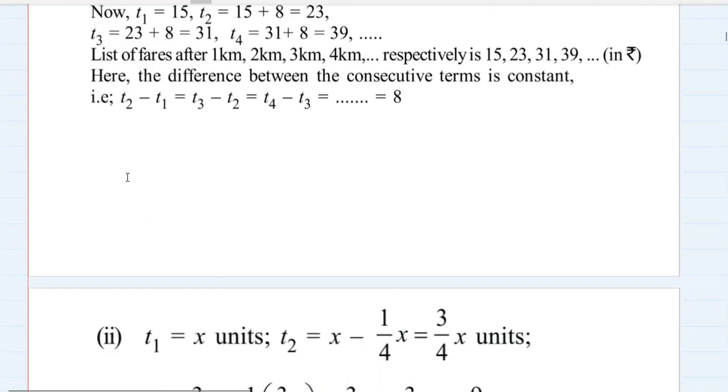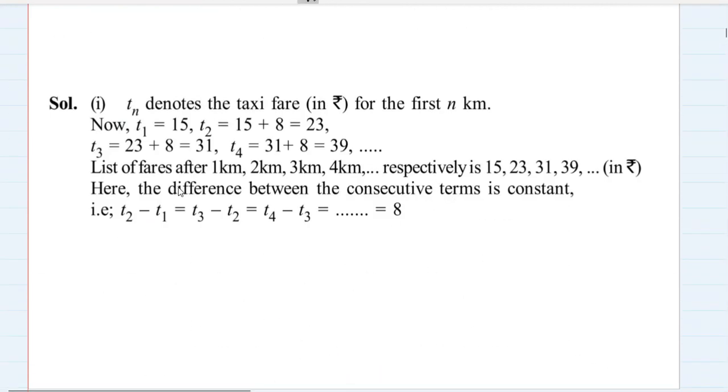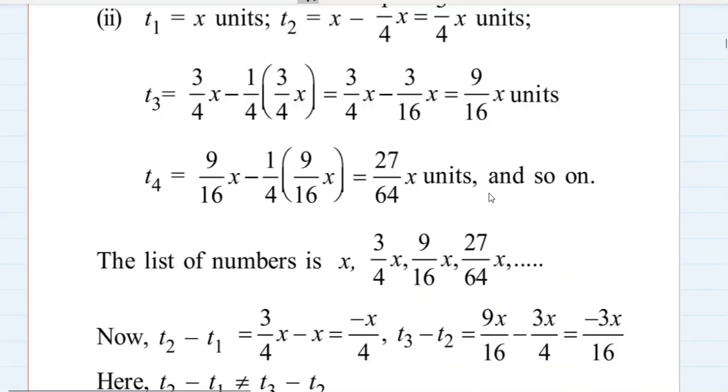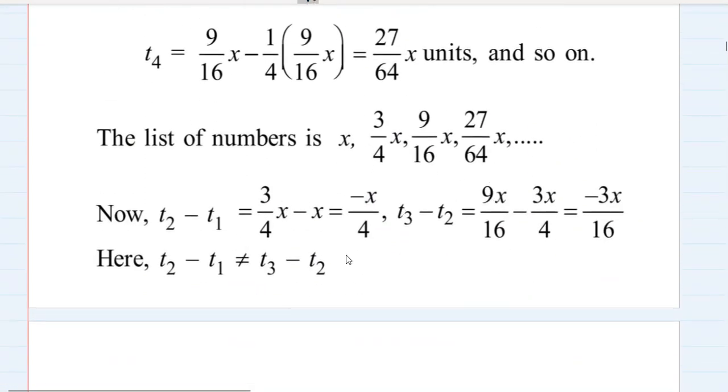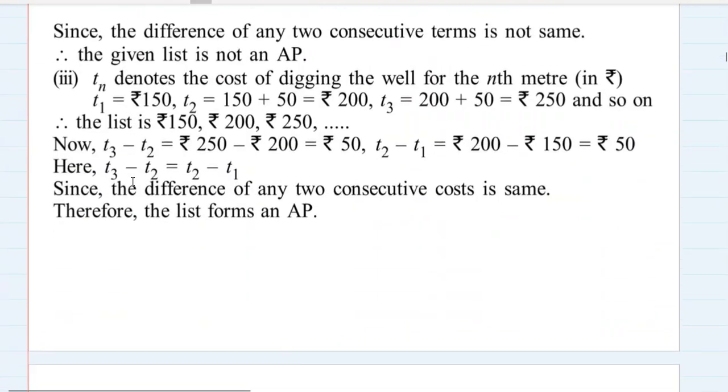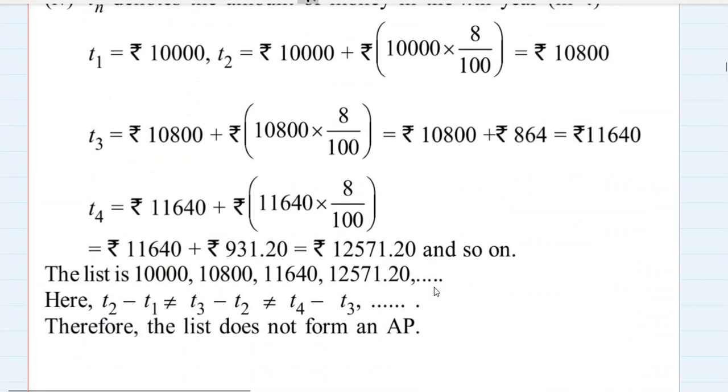Okay, the first one is AP. They have not written it is AP, but yes, the common difference is 8, so it's AP. Okay, the second one is not an AP, so this is also correct. The third one is an AP, and the fourth one is not an AP. Okay, so all answers are correct.